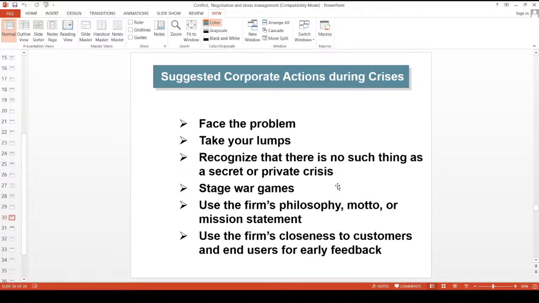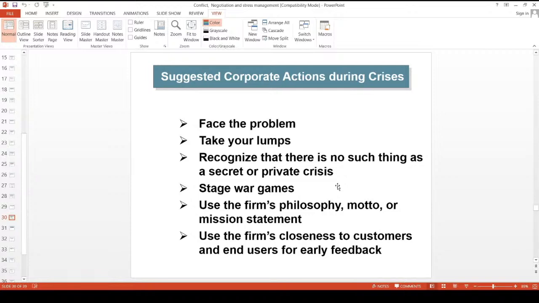So let's discuss the suggested corporate actions whenever a crisis is there in the organization. The managers will have to face the problem. Whenever there is an issue, you will have to face it. Ignoring that problem will not serve the purpose. You have to face the problem and make an attempt to resolve it. If you try to ignore that problem, then again it will become a more serious issue in the future. Take your lumps, don't avoid it.